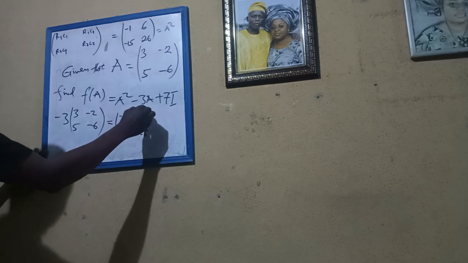So the next one we are looking at is to get minus 3a. Now, minus 3a will be minus 3 into a. And what is a? A is 3, minus 2, 5, minus 6. Now let's move on with this. If that is the case, we multiply through by 3a. Minus 3a is going to give us what? It's going to give us minus 9, minus 15, 6, and 18.